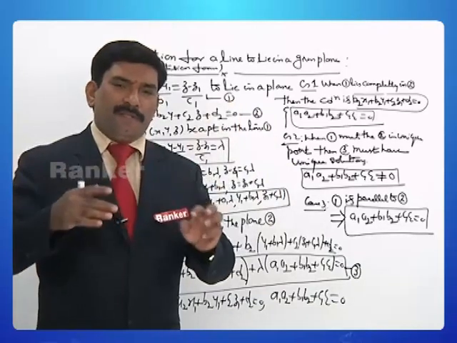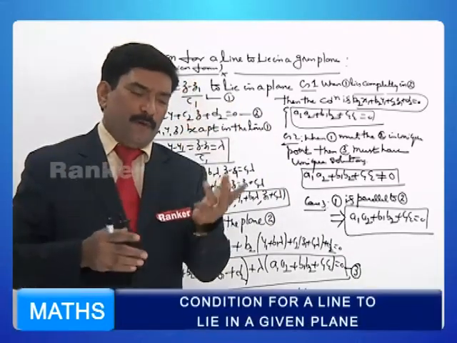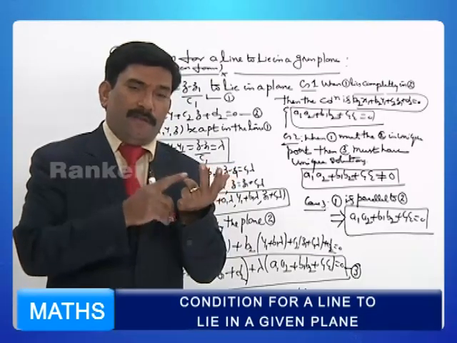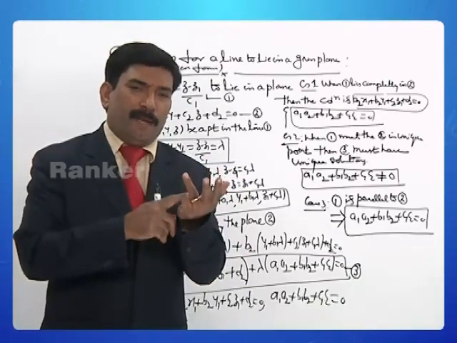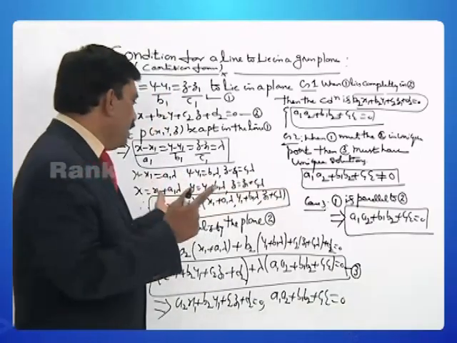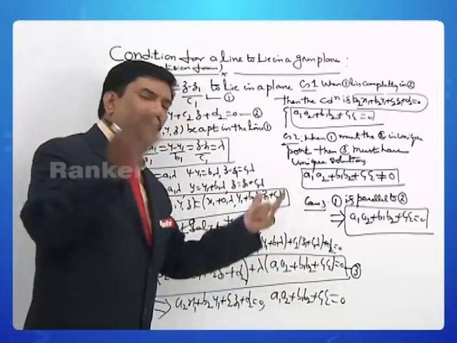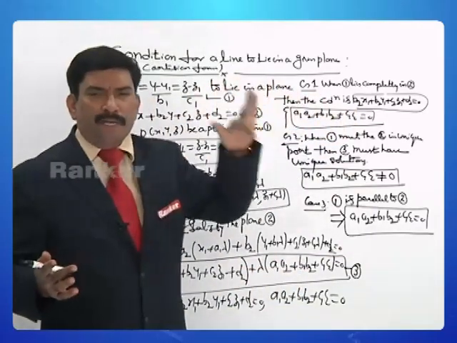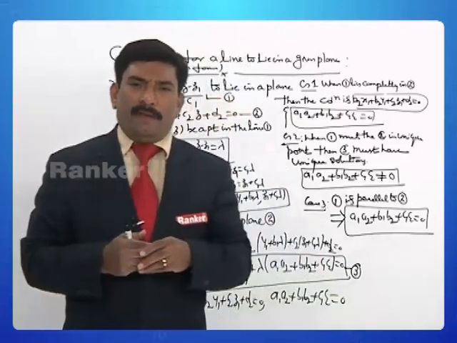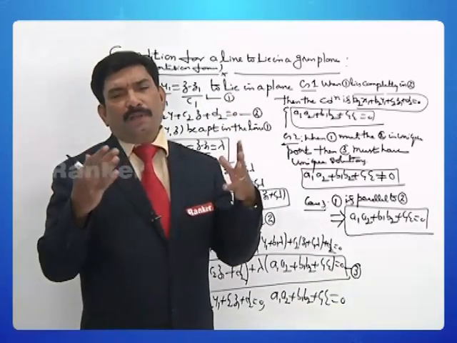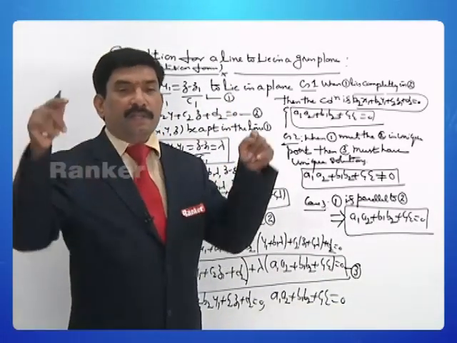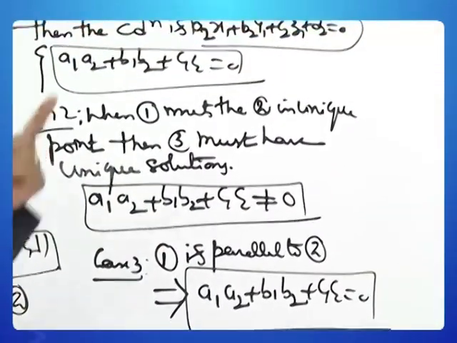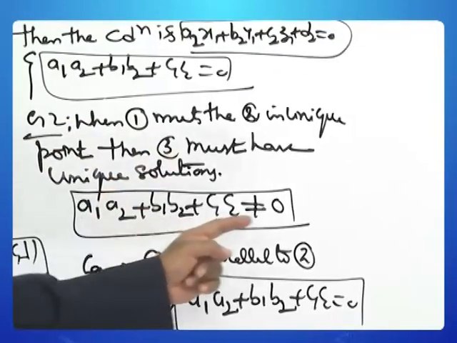Lying in a plane means three cases arise. One is the line lies completely inside the plane. Every point on the line must satisfy the plane. Therefore, the condition is that equation 3 becomes an identity for all values of lambda. Therefore, these are the two conditions for a line to lie completely in a plane. When a line intersects a plane at one point, it intersects at a unique point. Therefore, unique solution: a1a2 plus b1b2 plus c1c2 not equal to 0.